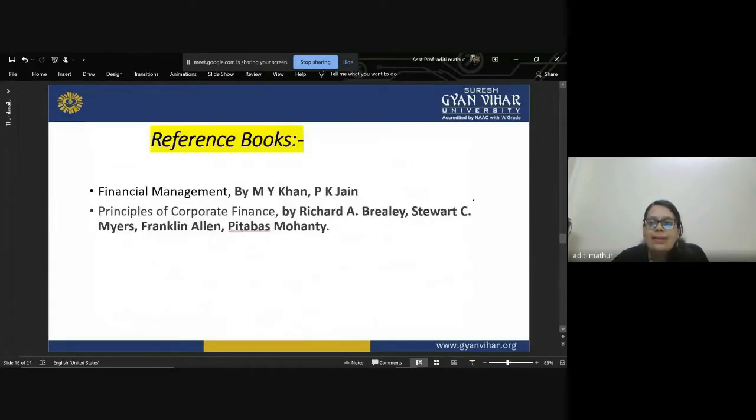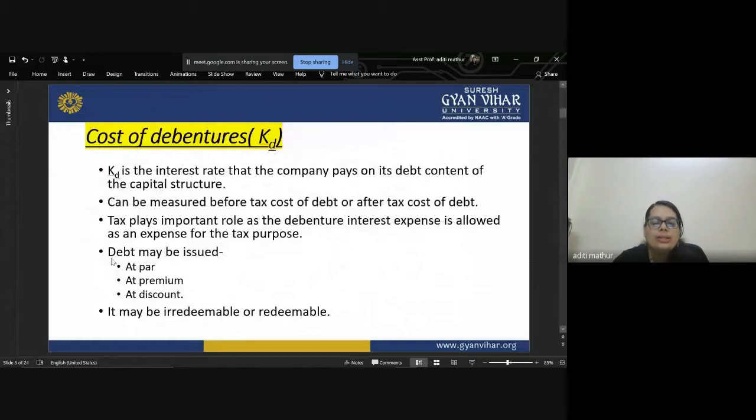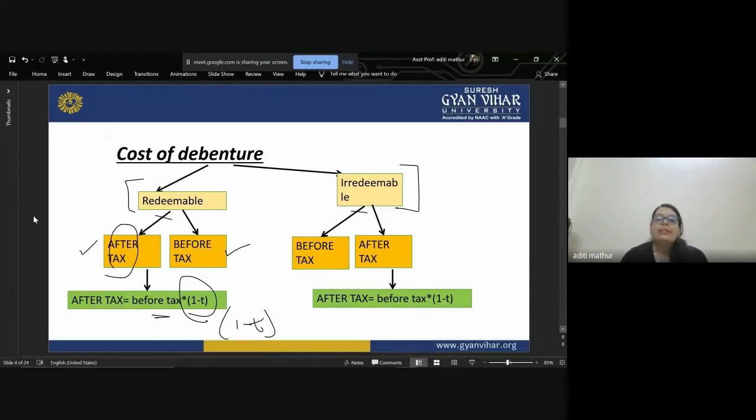So now let us have a quick recap of what we have studied today. We have studied the cost of debentures. We have studied that debentures can be of two types, that is redeemable and irredeemable. We have studied the formulas for the calculation of KD, both before and after tax, in both cases, that means redeemable and irredeemable.